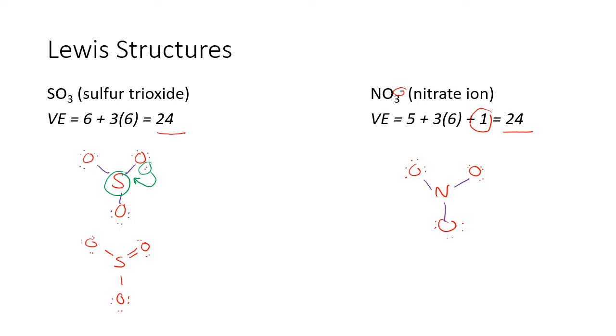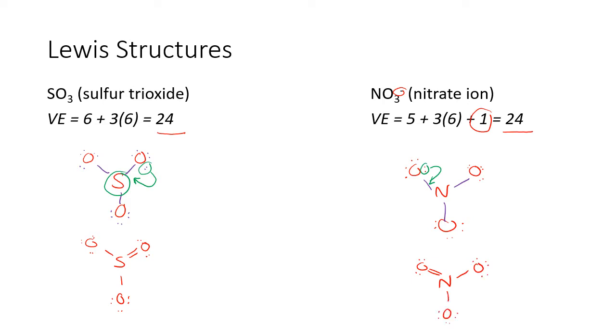And just like last time, we have a situation where nitrogen does not yet have 8 valence electrons around it, so we can pick any lone pair and move it over and make a double bond. So our Lewis structure will be 1 double bond to an oxygen with 2 lone pairs on that oxygen, and the other 2 oxygens will have 3 lone pairs.